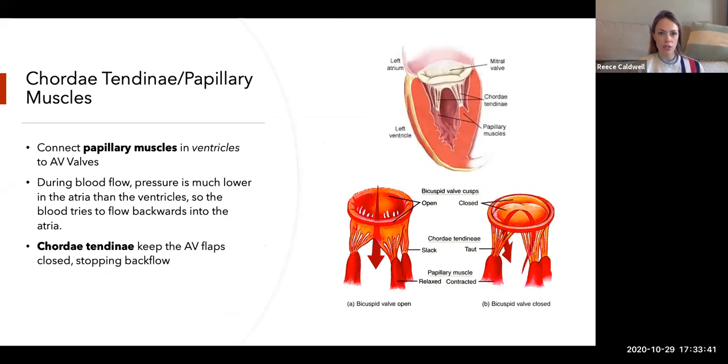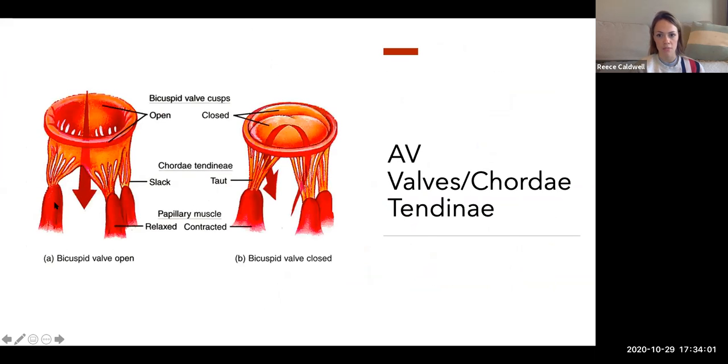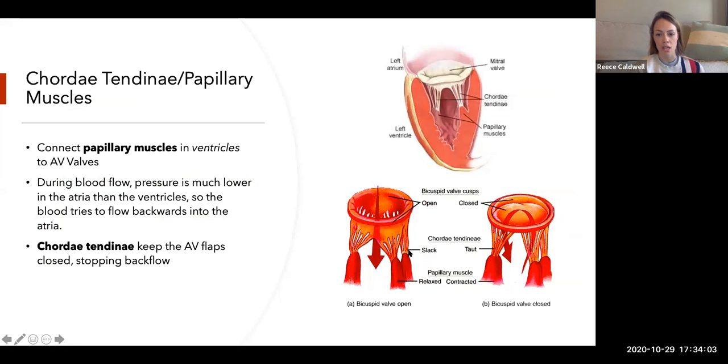The last kind of structures I wanted us to look at are the chordae tendineae and the papillary muscles. So at the bottom of our ventricles, we have these papilla structured muscles. Anytime you hear the word papilla, that in Latin means nipple. So papilla, nipple, and you can see these kind of are nipple shaped. They have that nipple shape to them. So those are the papillary muscles, and they connect to the chordae tendineae, which are most commonly called the heartstrings.